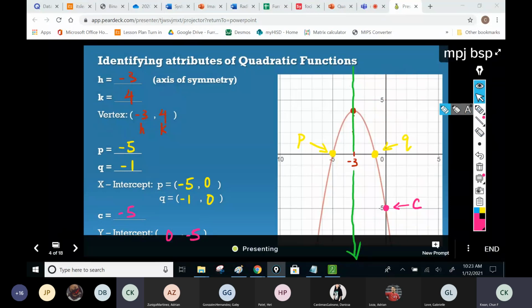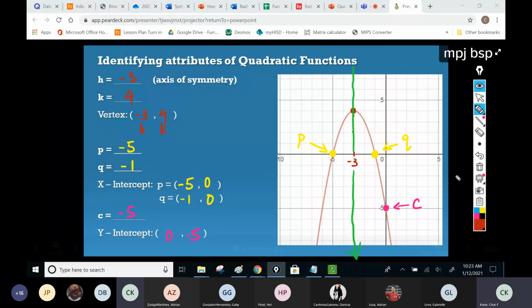All right, so I want you guys to be able to identify the vertex, axis of symmetry, x-intercept, and the y-intercept on any graphs that I'm giving you. On any graphs I'm giving you, I want you to be able to identify these 4 points.